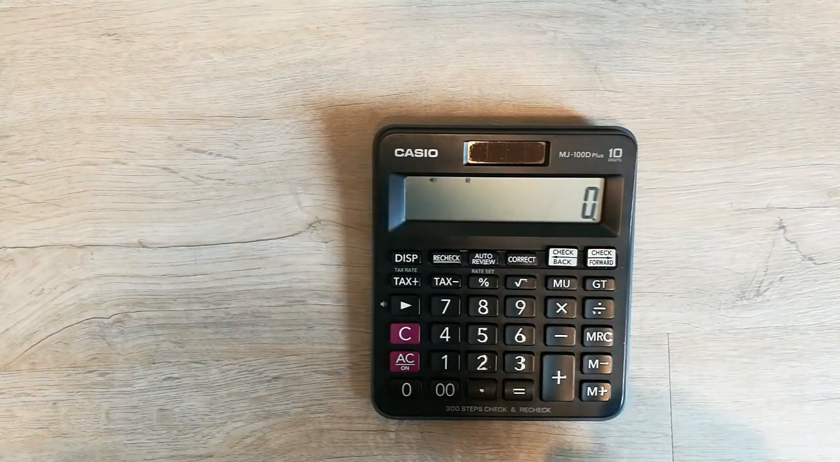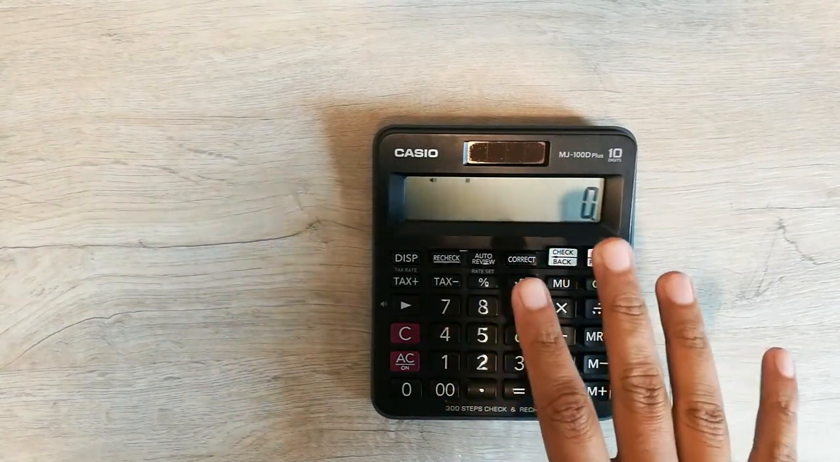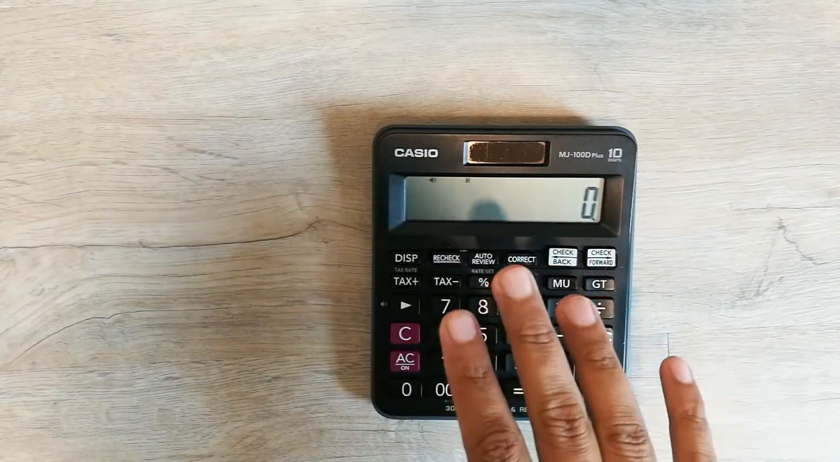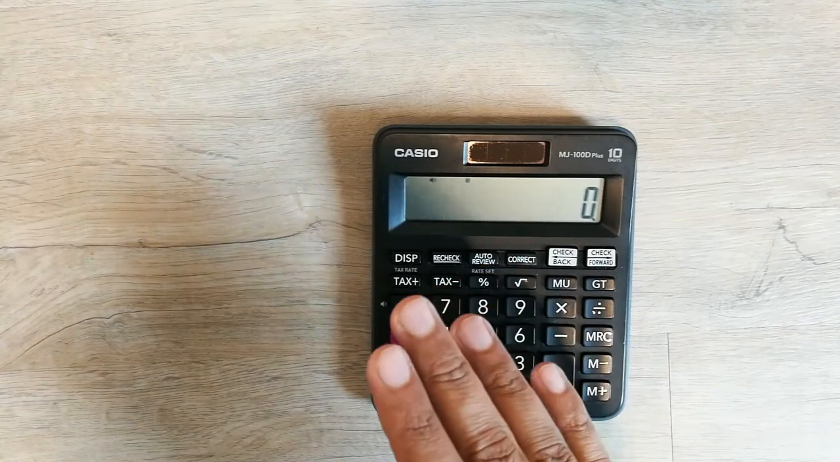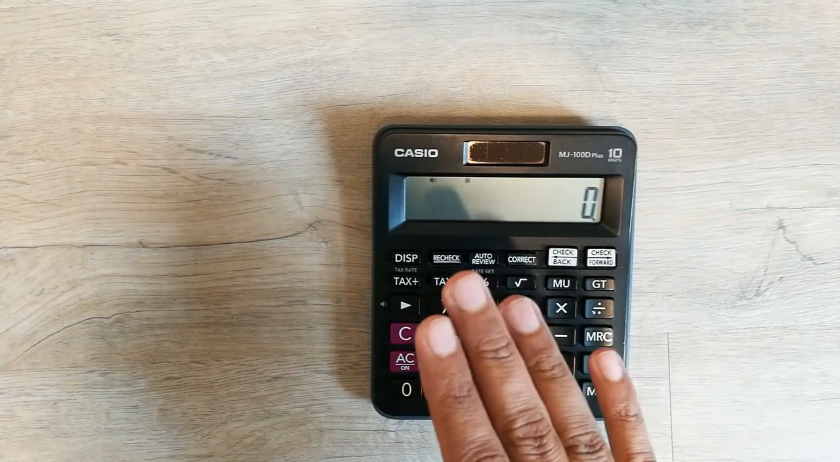Today I'm going to show you how to calculate the net profit and net profit margin. These two terms are really important if you are in business, in the retail industry, or even if you are a student or in the financial industry. So these two terms are really important.